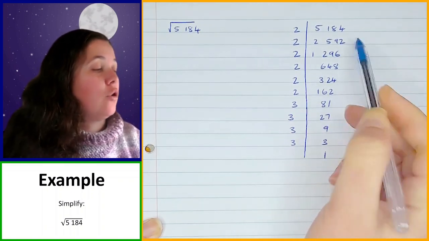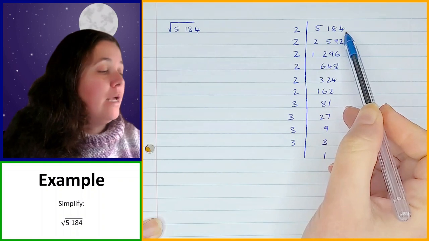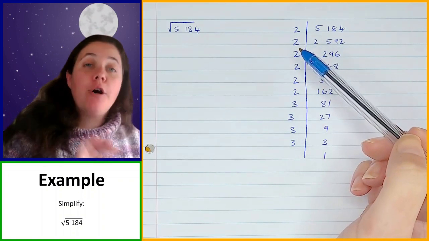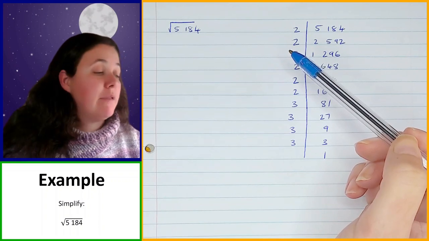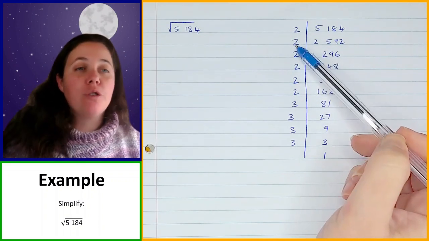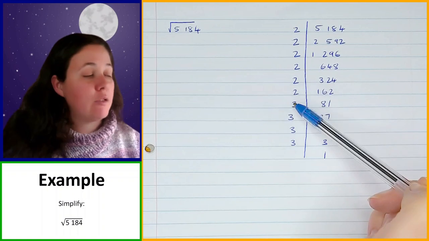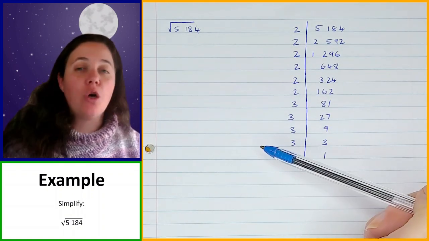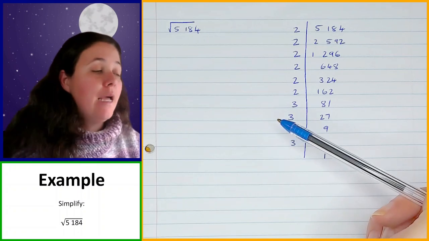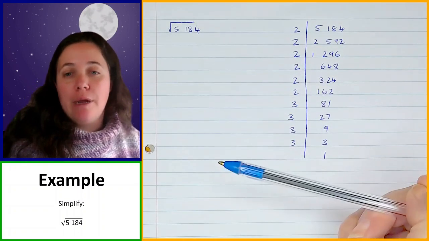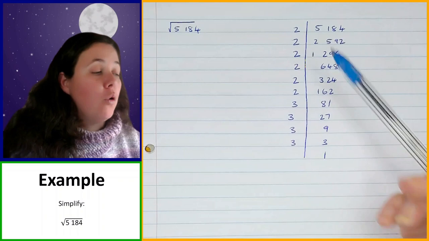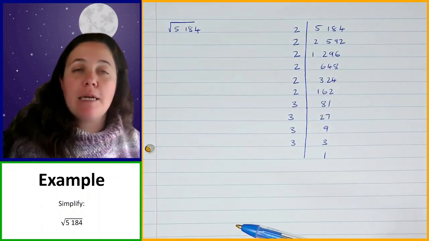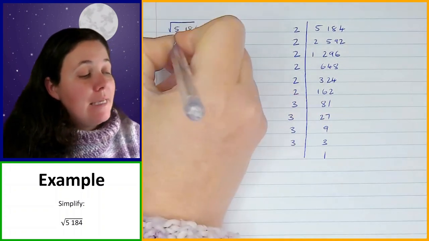Okay, so I can take this whole number, 5,184, and write it as a product of its prime factors. What we've done in the past is write numbers as products of prime factors: 2 times 2 times 2 times 2 times 2 times 2 times 3 times 3 times 3 times 3. But we don't need to do that because now we know about exponential form. We know that 2 to the power of 3 is the same as 2 times 2 times 2. In this case, I've got 1, 2, 3, 4, 5, 6 2s that I'm multiplying together, so I can write that as 2 to the power of 6.